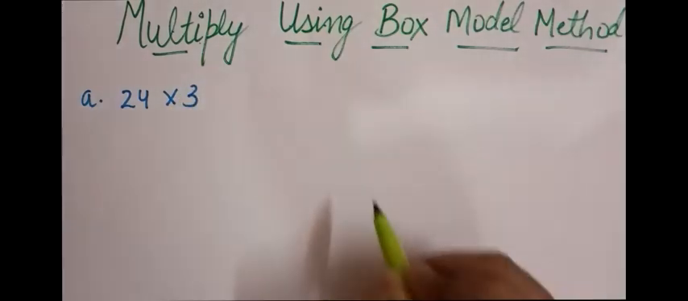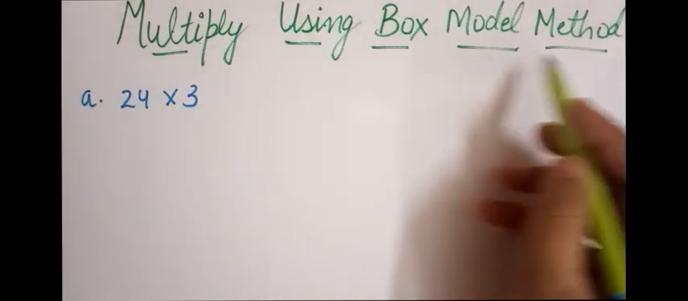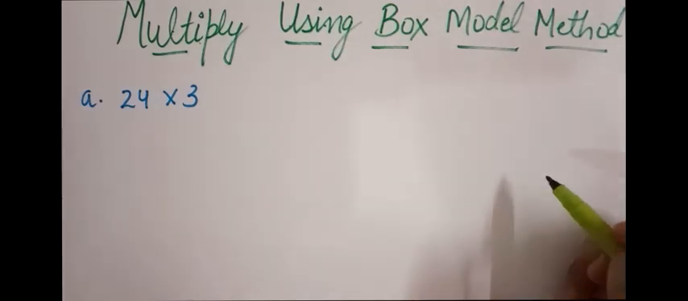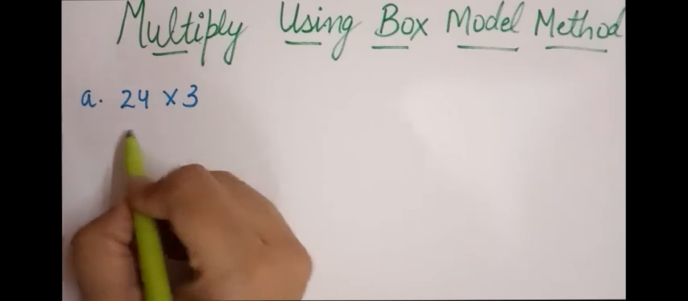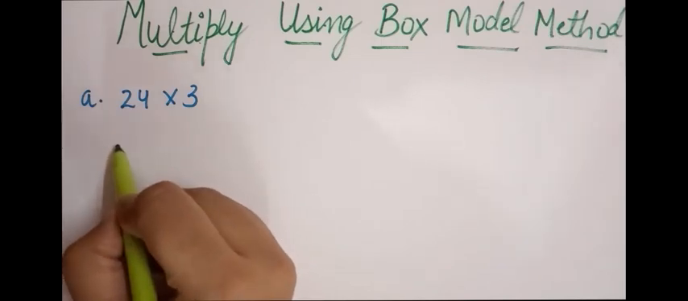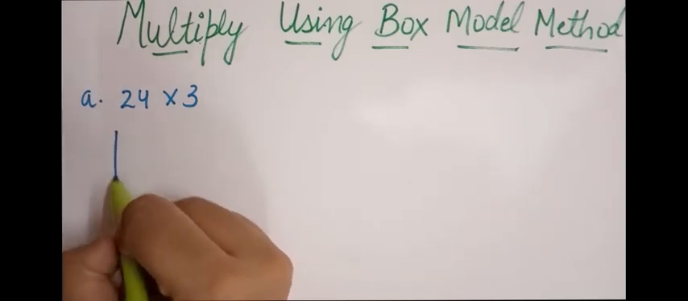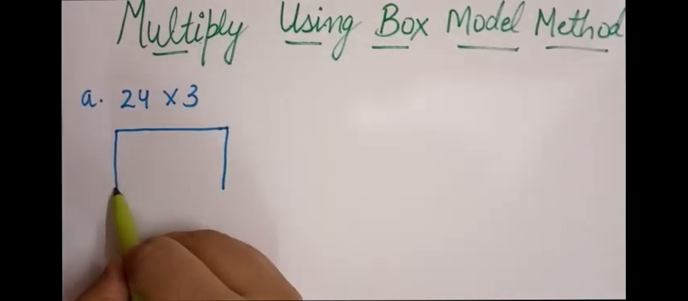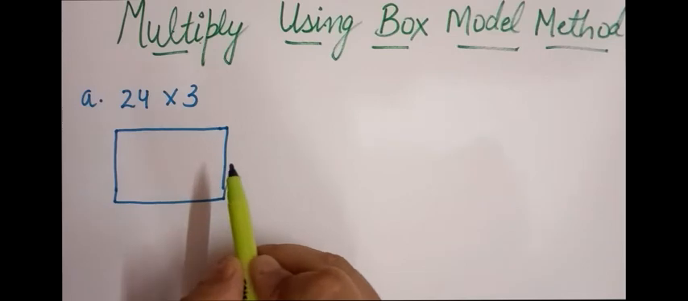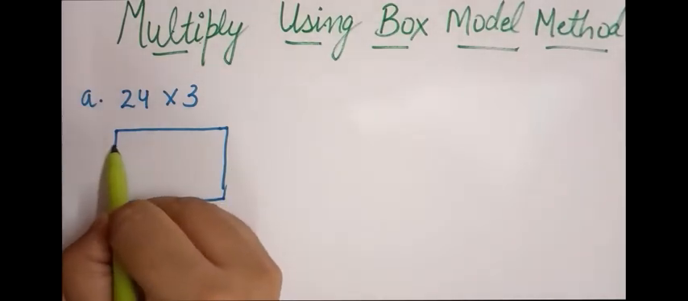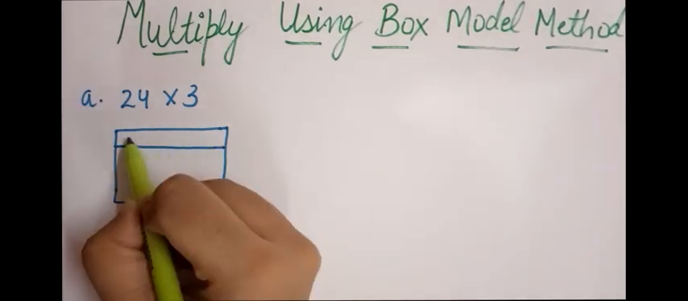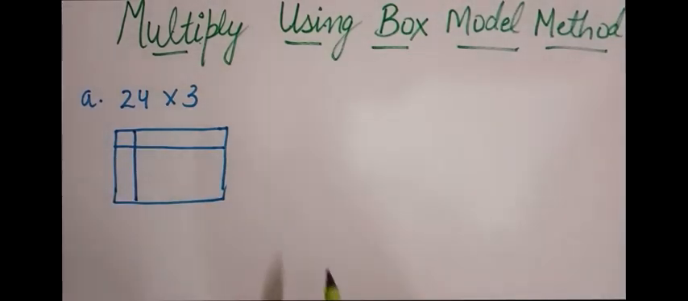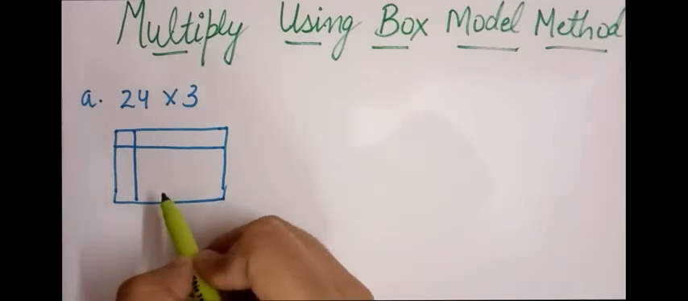Since we are doing multiplication using the box model method, it is clear that we have to make a box for the multiplication. So how can we do this? First of all, down there I'll be making a box. I have made a box here like this, and I'll be dividing this box to write the numbers. Just like this I have divided this box and I have made a plus sign like this.